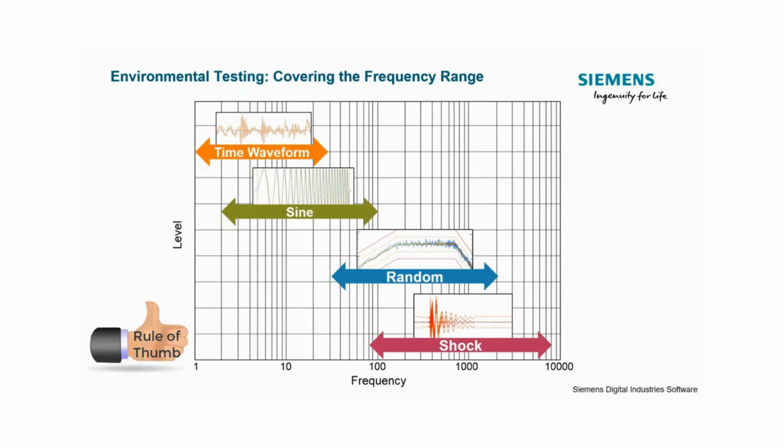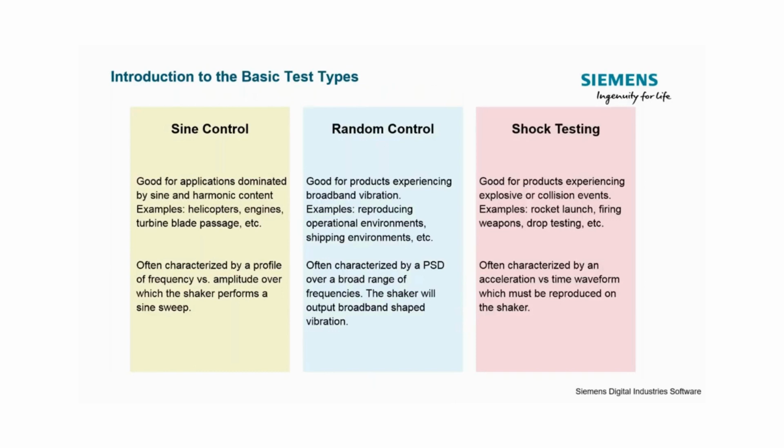Now, this level versus frequency span graphic is just a rule of thumb. It's not a hard and fast rule. It's just a rule of thumb to orient yourself as far as what frequency ranges you might expect for each type of test. So let's talk a little bit about each one of these tests, starting with sine control.